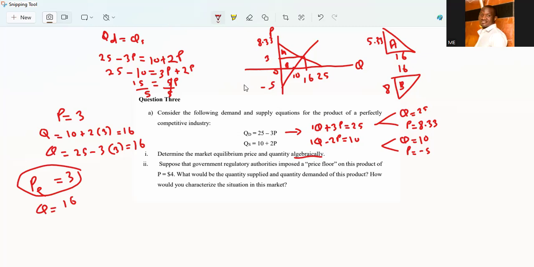Then you find your consumer surplus and producer surplus using the area, half base times height. So you find the area for A and area for B, and you total them up, get the total surplus. So this is our consumer surplus, this is our total surplus, and this is our producer surplus. When you add them, you get total surplus.